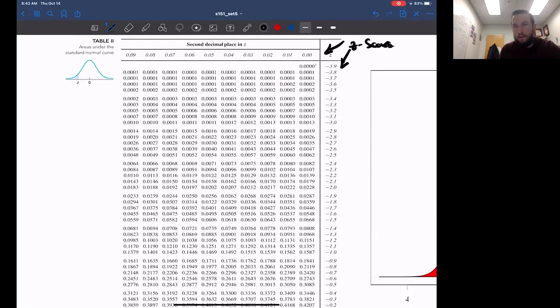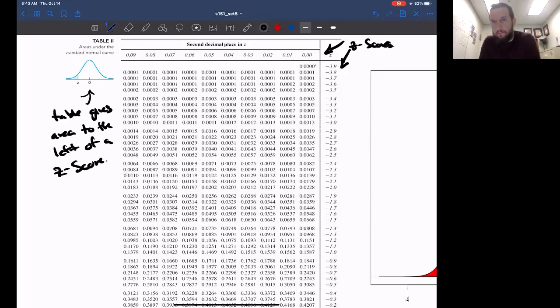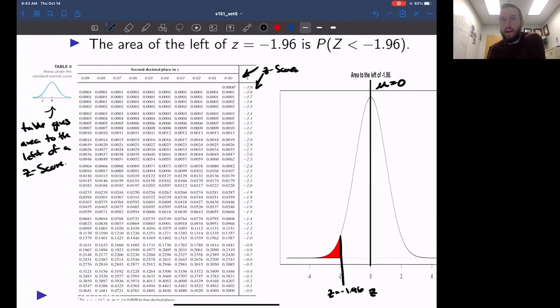You can see that we have an illustration of what the table is actually giving us right here. What this is telling us is that the values inside the table represent areas to the left of a particular z-score. Okay. So the table gives area to the left of a z-score. All right, so we want to know the area to the left of z equals negative 1.96.